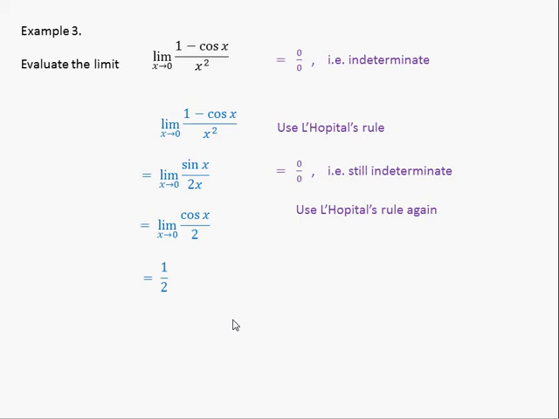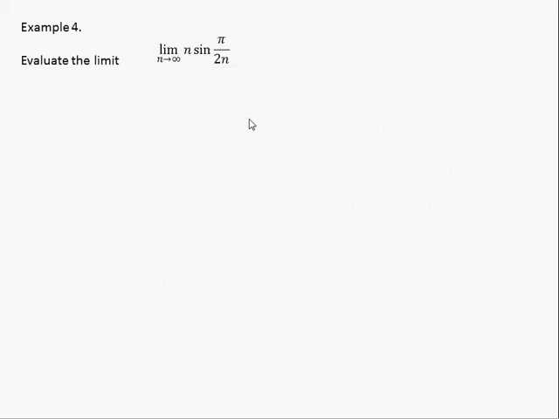One more example. Now this looks quite different because this is not a quotient at the moment. But if I input this limit, and see I'm using n here rather than x, it really doesn't matter. So the limit as n approaches infinity of n times sine of pi divided by 2n. If I put in infinity, I get infinity times sine of 0. Sine of 0 is 0, so I get infinity times 0, which is indeterminate.